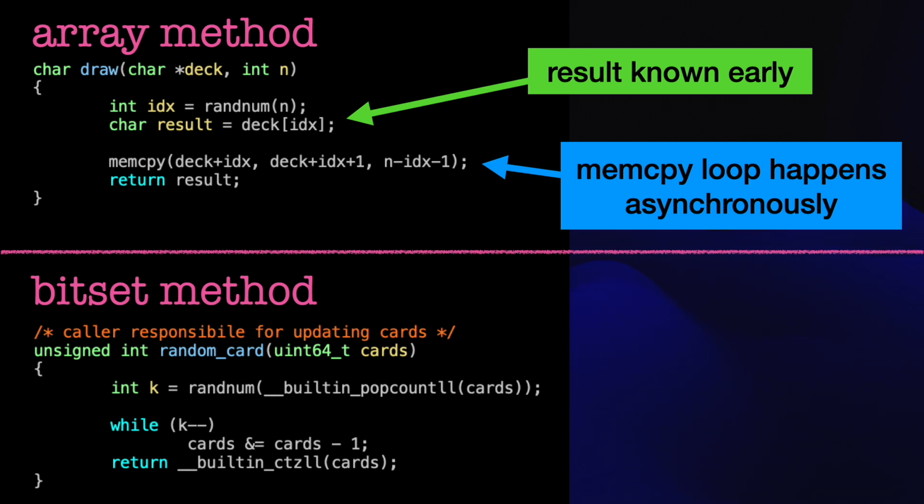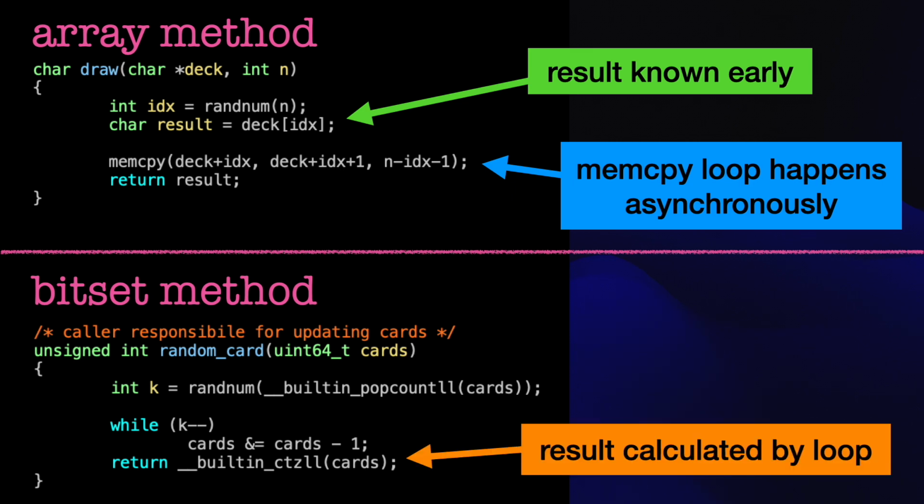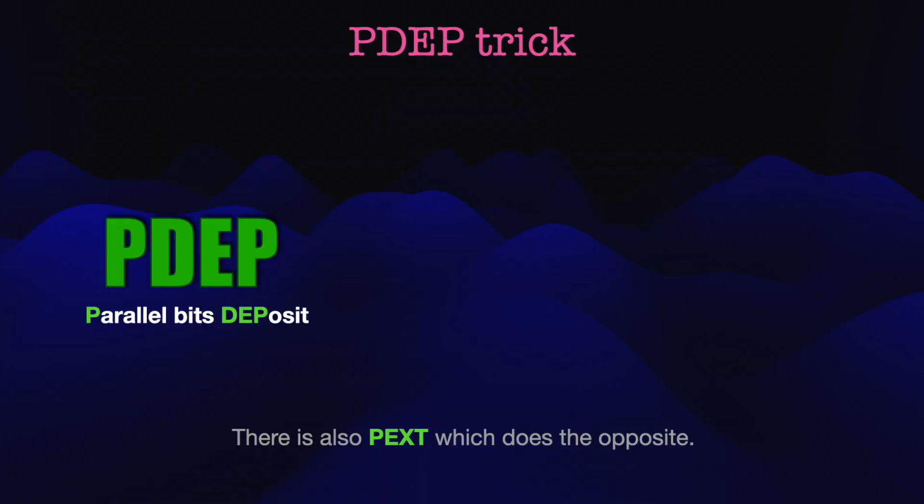Although the bitset uses less working memory, it doesn't know the result until the end. It has what's called a loop carry dependency, and it's especially slow since we're drawing a random card, meaning that the CPU isn't going to be able to predict how many iterations are in the loop. There's going to be a lot of expensive branch mispredictions.